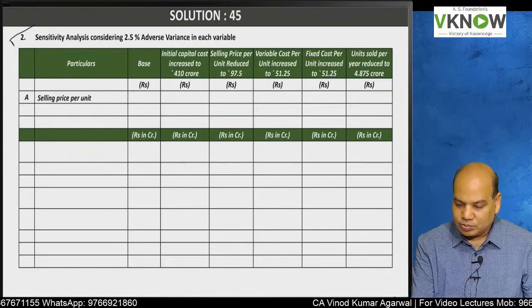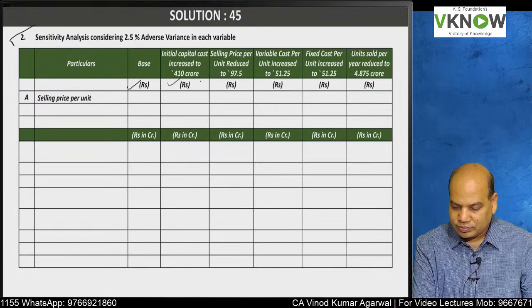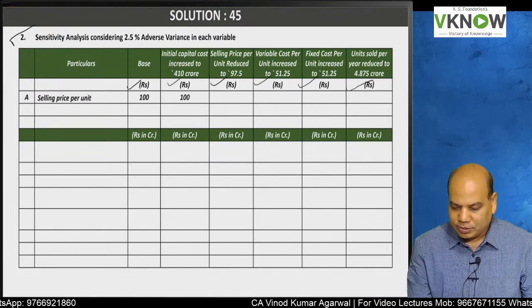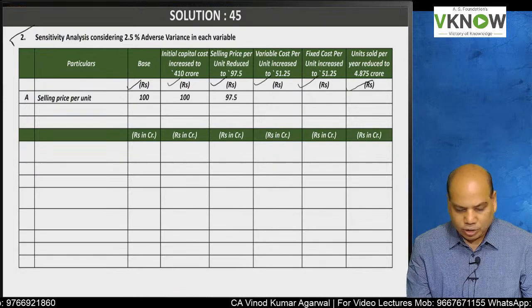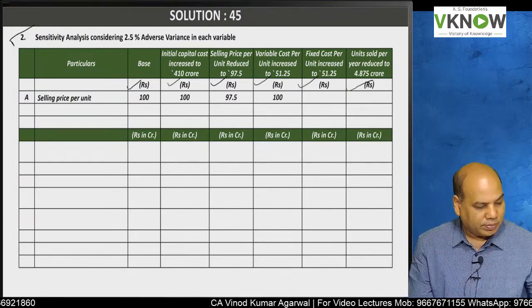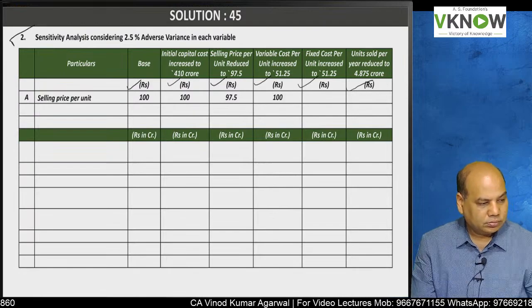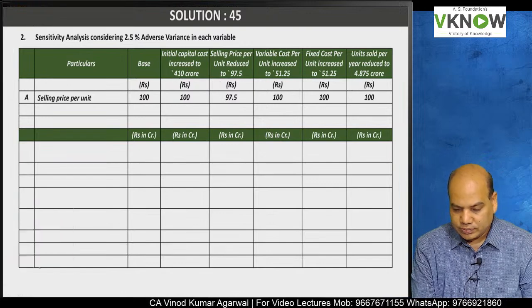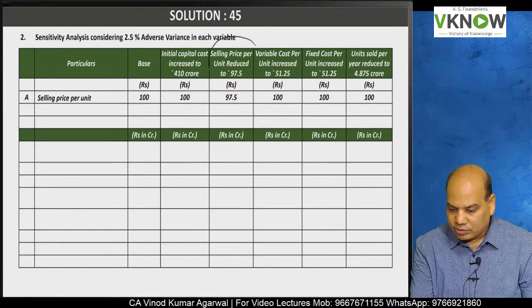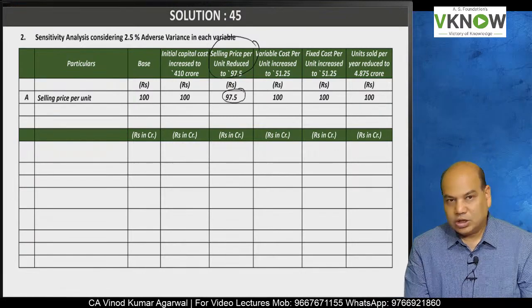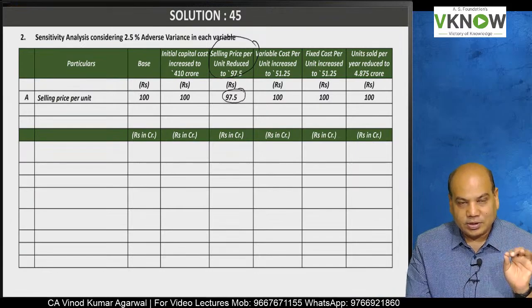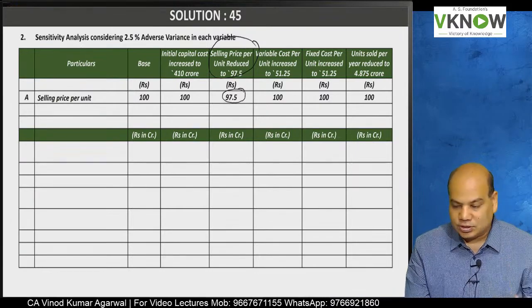Start. Point number A, and then you write down rupees. Selling price per unit, point number A. All of you must write, only one column will change. This column will change: 97.5. We will only change one variable at a time. Other variables will be taken from the original question.